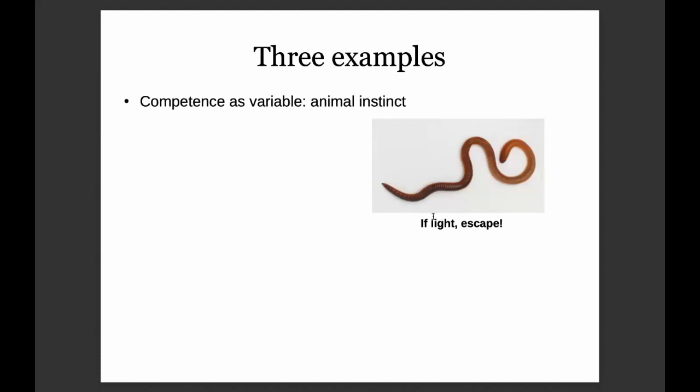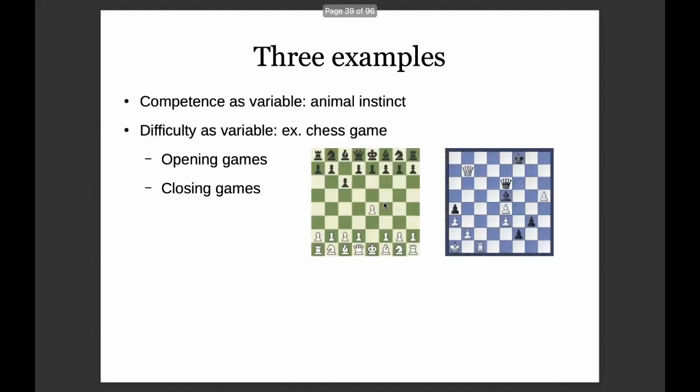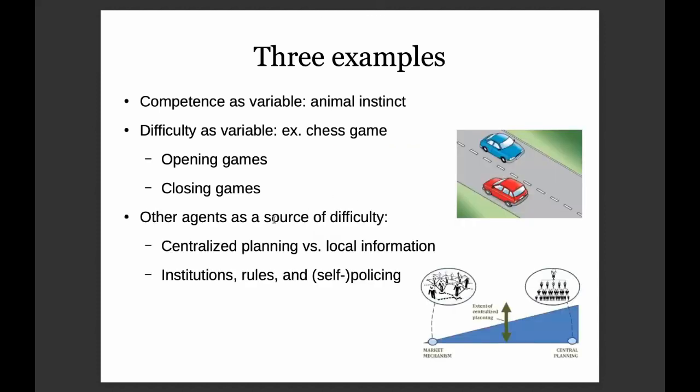But then we can have the difficulty as a variable. For instance, if we consider the chess game, we have many more options at the beginning than at the end. And indeed, we find that at the beginning, in which it's much more complex because there is much more availability of actions, we tend to follow always more or less the same rules. While in the closing games, we end up having more strategic reasoning. Other situations are those in which other agents act as a source of difficulty, when we have centralized planning versus local information.